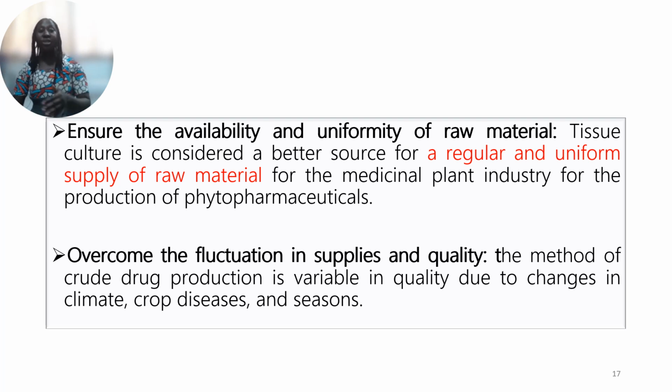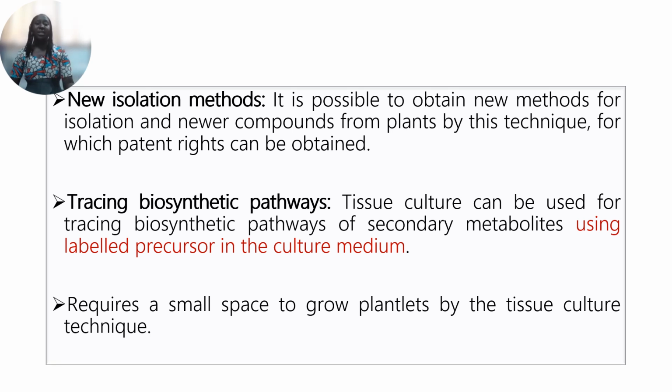It overcomes the fluctuation in supplies and quality, especially on quality. It produces disease-free plants, and plants are healthy. They can grow as much as possible. Also, new isolation methods can be accomplished by using the plant tissue culture process. Thanks to that, it can be used in tracing biosynthetic pathways for various plants by using labeled precursors in the culture media. It requires small space to grow plantlets by tissue culture techniques. That's it.